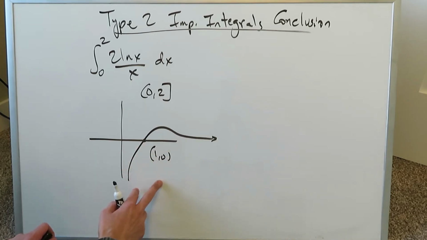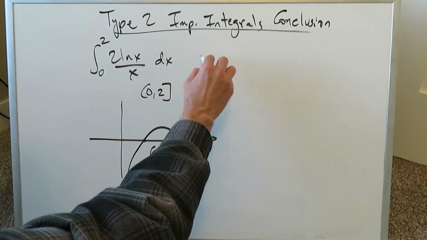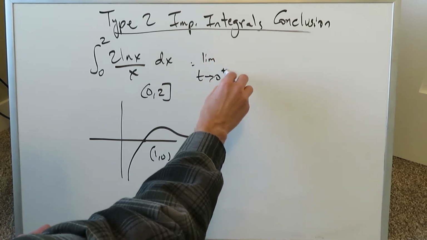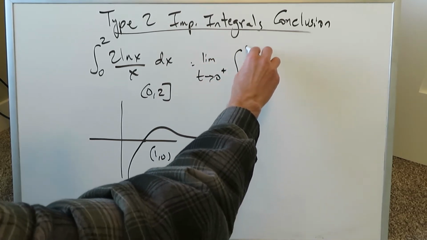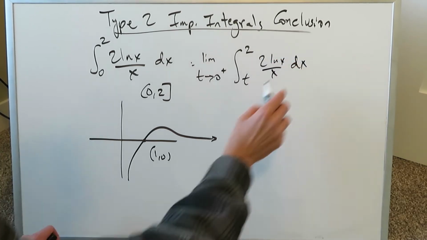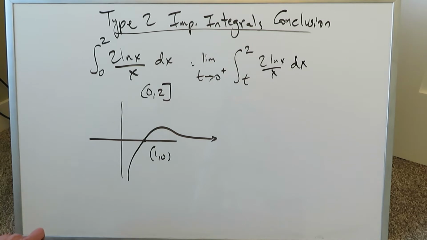You know there's a single right-hand limit which will come into play, and it will be something like this: the limit as t approaches 0 from the right of the integral from t to 2 of 2 ln x over x dx. And what are we looking at here with regards to the area of the curve?